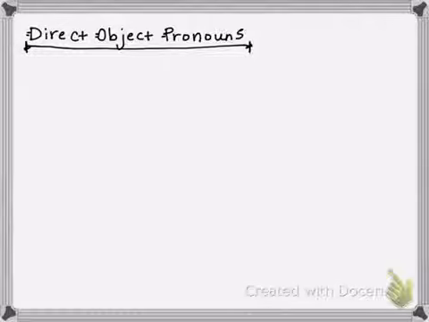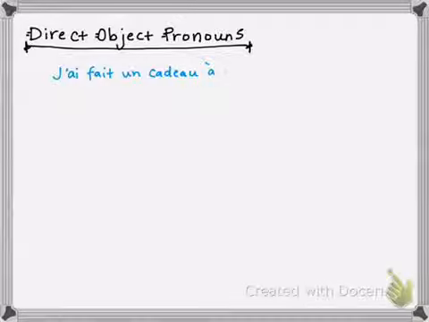In our last unit we learned about indirect object pronouns, so let me show you what that looks like in the same sentence, our direct objects and our indirect objects. So if I wanted to say, I gave a gift to my sister, J'ai fait un cadeau à ma sœur.